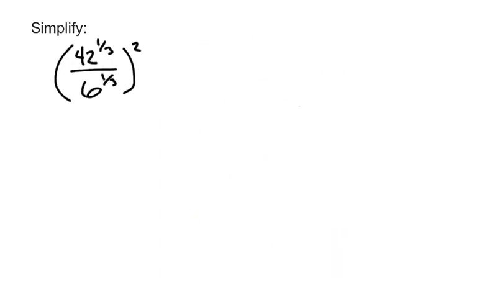Once again, here we see division, so we might want to subtract the powers, but they're not the same base, so we can't do that. So let's bring this 2 inside to each of the factors. And we'll have 42 to the 2/3 and 6 to the 2/3.